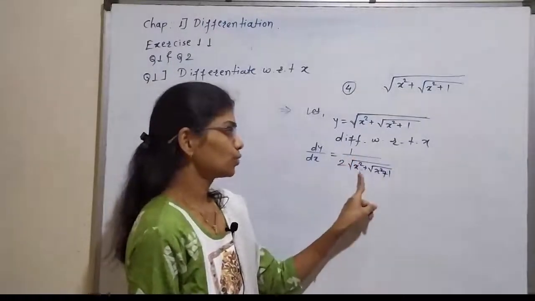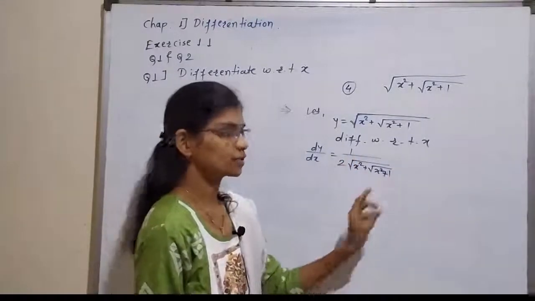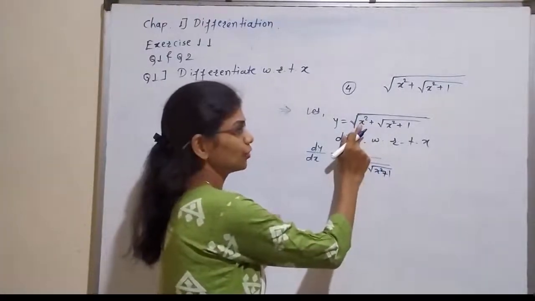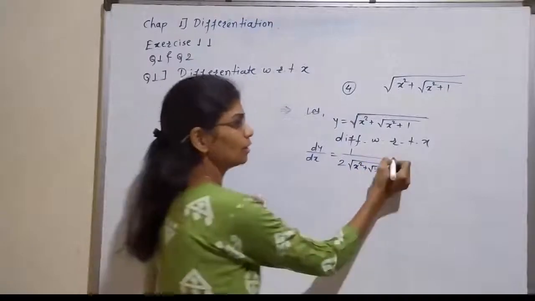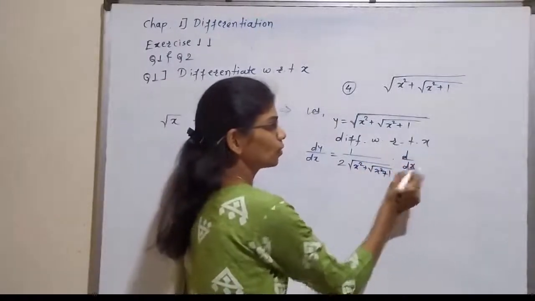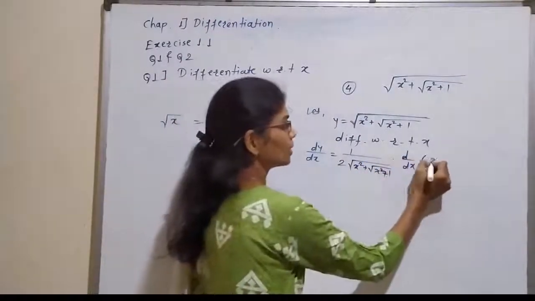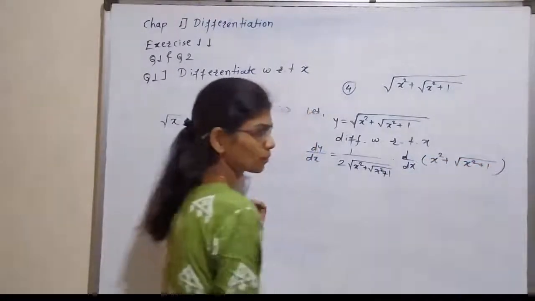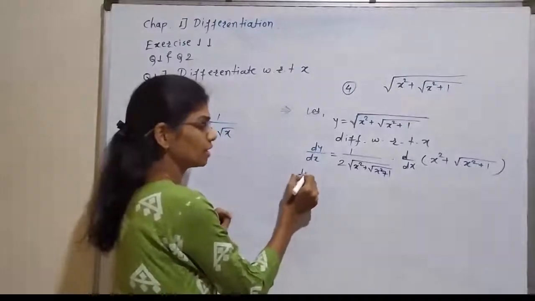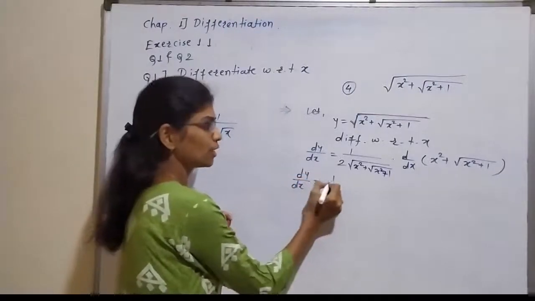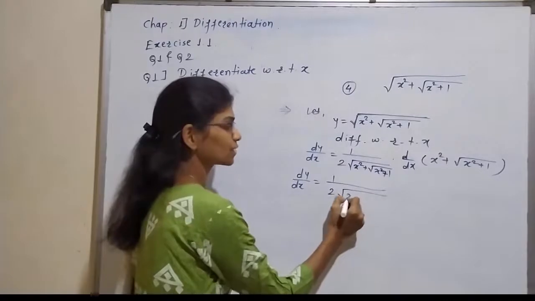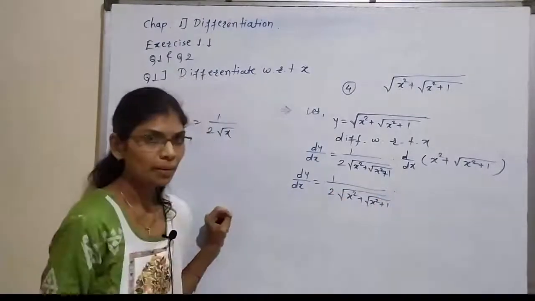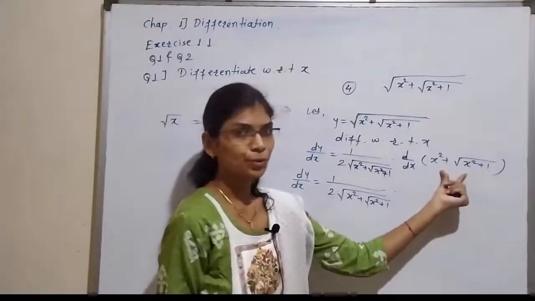1 divided by 2 root of x square plus root of x square plus 1 is that we took the derivative for root x, then the derivative for the whole main function, and that is x square plus square root of x square plus 1. Next step is that dy by dx is equal to 1 divided by 2 into square root of x square plus root of x square plus 1 multiplied by taking a separate derivative of each one.